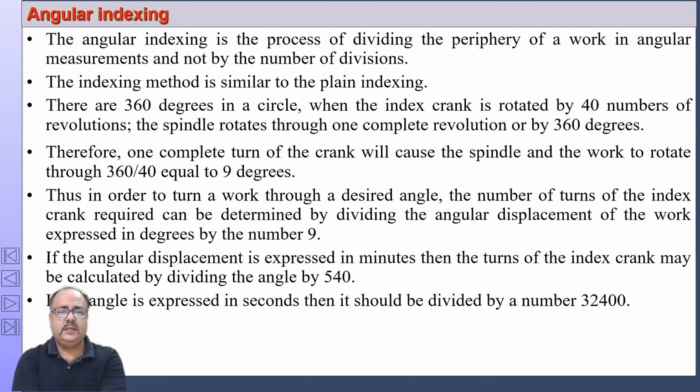Angular indexing is basically dividing the workpiece in angular measurements. If we rotate the crank by a certain angle, the workpiece will move by a certain angle. There are 360 degrees in a circle. When the index crank is rotated 40 turns, the spindle rotates through one complete rotation of 360 degrees. Therefore, one complete turn of the crank will rotate the work 1/40th of a rotation, that is 360 by 40, equal to 9 degrees. So if you rotate the crank one time, the workpiece will rotate by 9 degrees. In minutes it will be 540, and in seconds it will be 32,400.